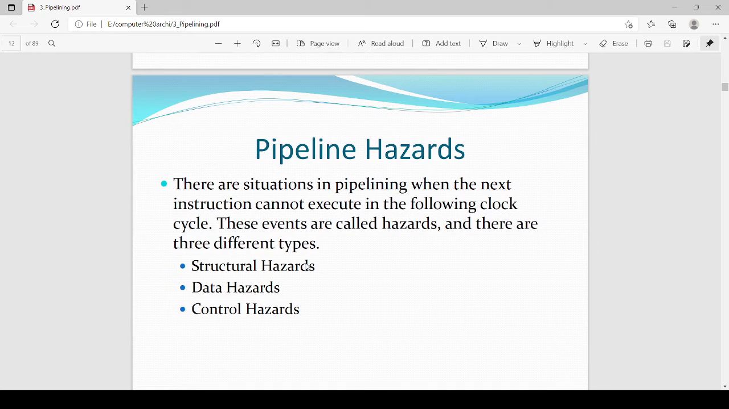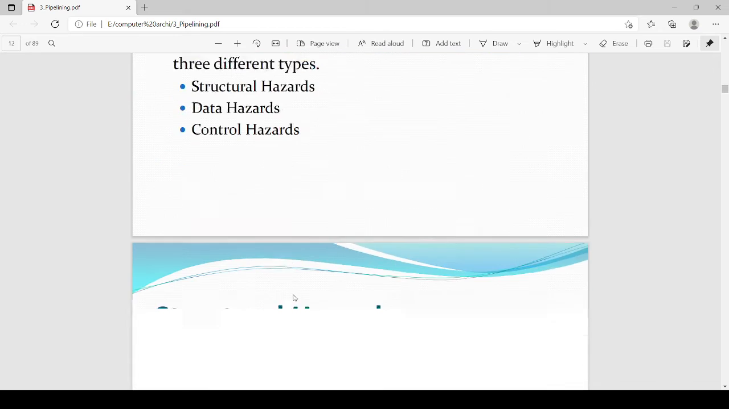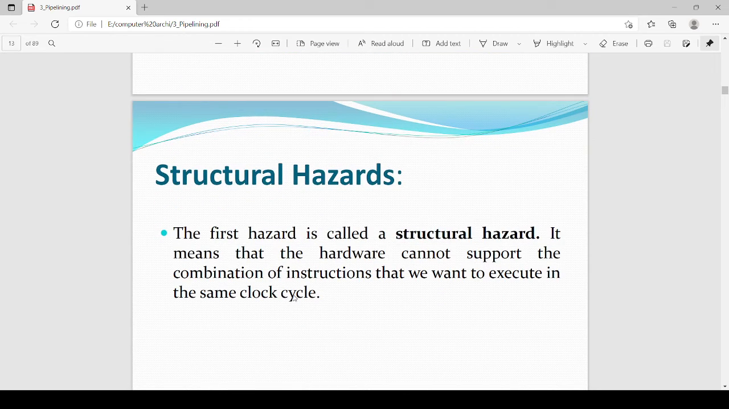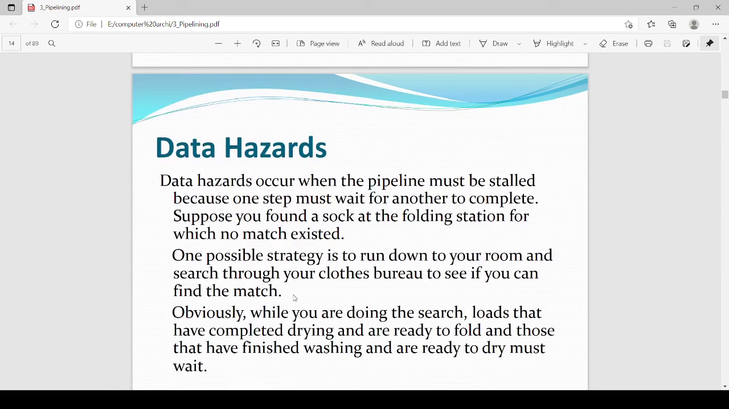Next is pipeline hazards. There are situations in pipelining when the next instruction cannot execute in the following clock cycle. These events are called hazards. There are three types of hazards: structural hazards, data hazards, and control hazards. In the case of a structural hazard, if the instruction is not executed due to inefficiency of the hardware, then it is called a structural hazard. It means that the hardware cannot support the combination of instructions that we want to execute in the same clock cycle.